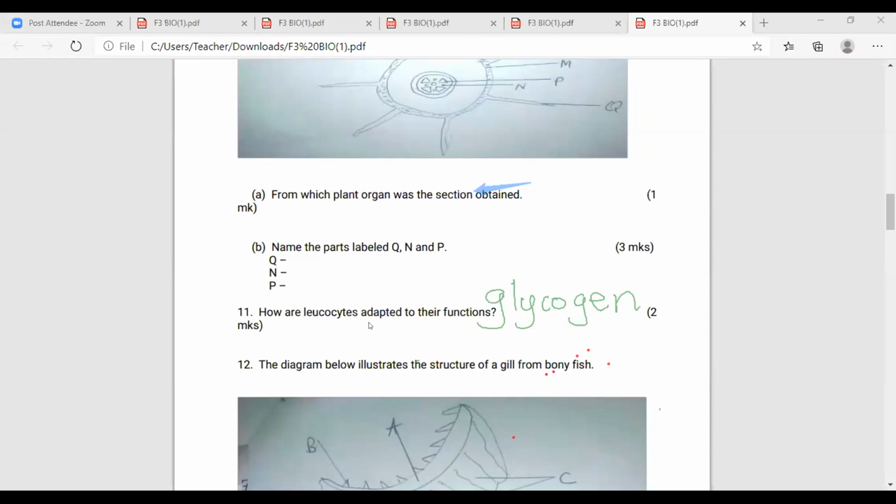Very good. What are leukocytes? Let's have somebody. These are types of blood cells. Thank you, Josephat, for that. I want you to remember the other terms that are used to refer to these blood cells. Red blood cells are known as.